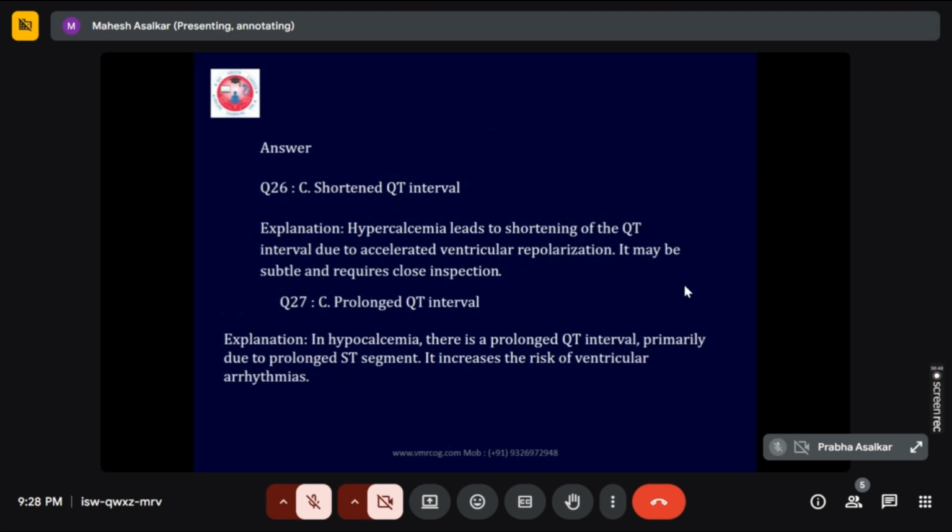Hypercalcemia leads to shortening of the QT interval due to accelerated ventricular repolarization. It may be settled and requires close inspection. Then question number 27, answer is C, prolonged QT interval. In hypocalcemia, there is a prolonged QT interval primarily due to a prolonged ST segment. It increases the risk of ventricular arrhythmias.